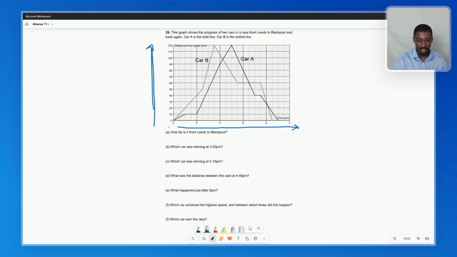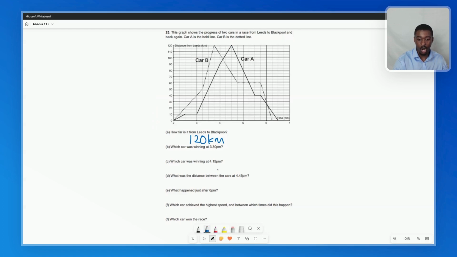So if they're going from Leeds to Blackpool and then from Blackpool back to Leeds, then this turning point should represent when they've reached Blackpool. And therefore, if they reach Blackpool after 120 kilometers that they've traveled from Leeds, then it makes sense that Leeds is 120 kilometers away from Blackpool. So our answer should be 120 kilometers.